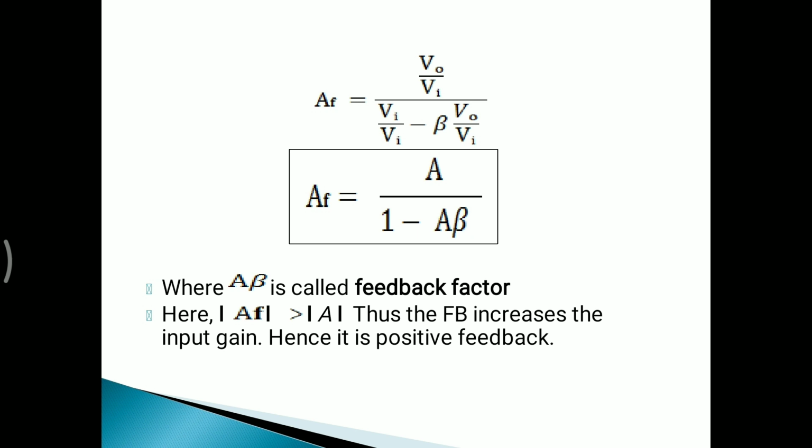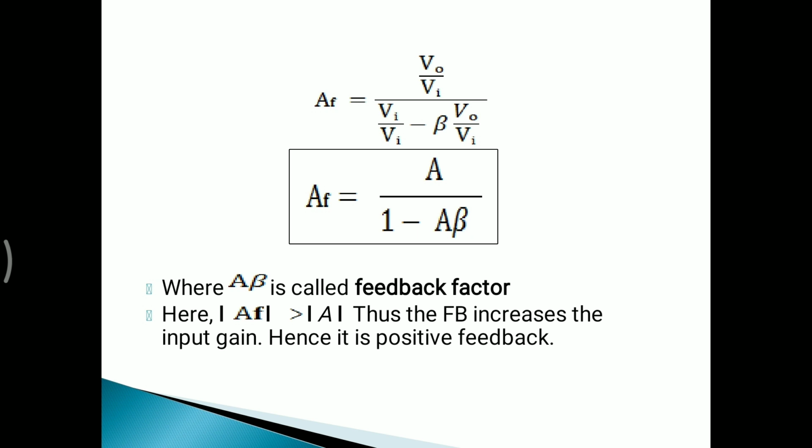Here the modulus of amplifier gain is greater than the gain of the amplifier, thus the feedback increases the input gain. So here the feedback is greater than the gain of the amplifier, then the feedback will be increased. When the feedback is increased, it is called positive feedback. So this is about positive feedback.